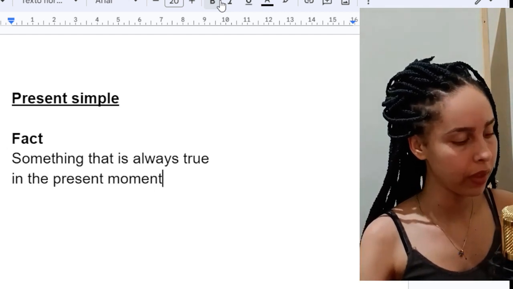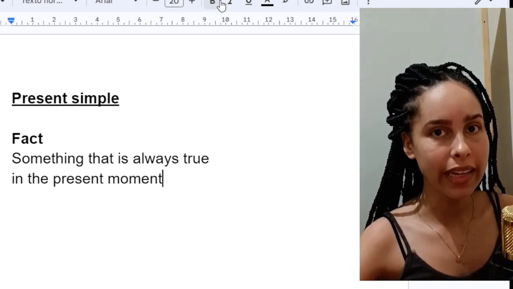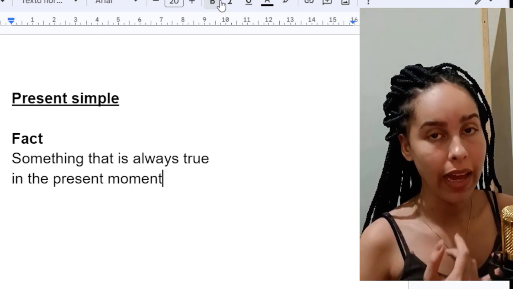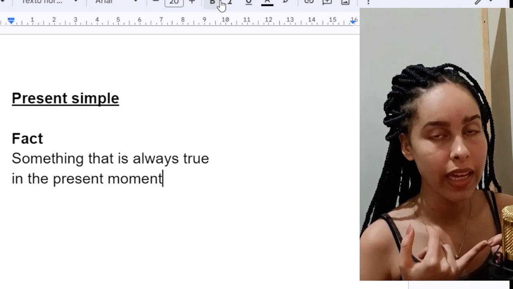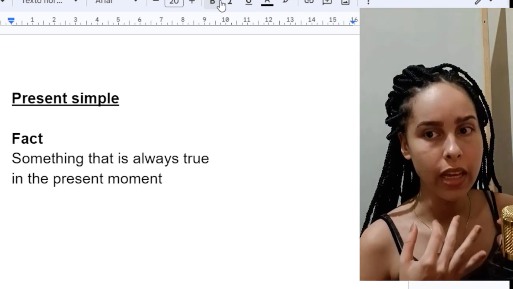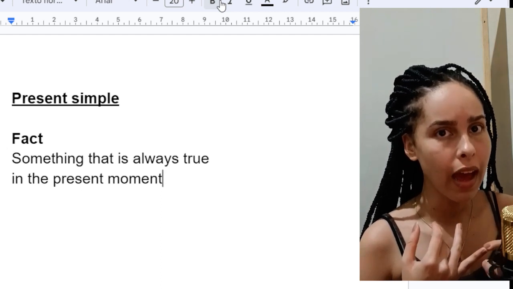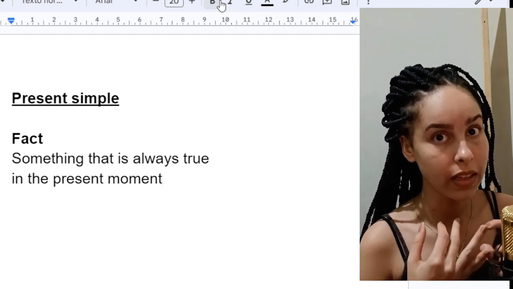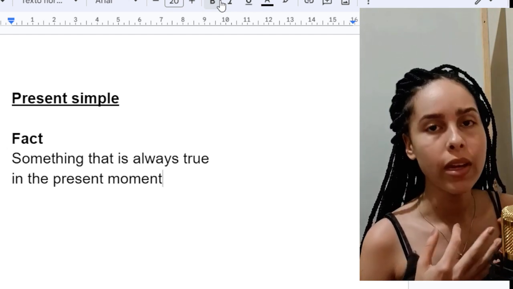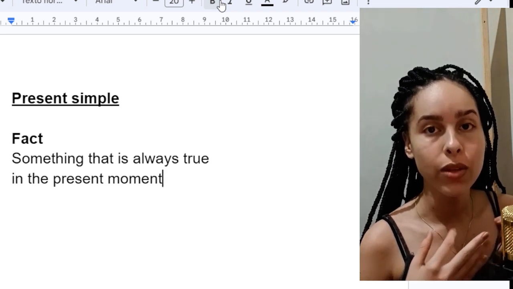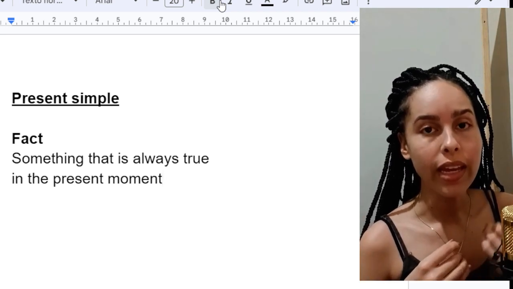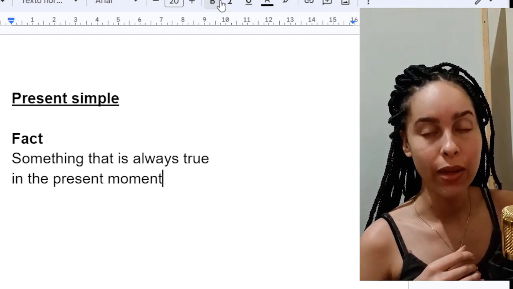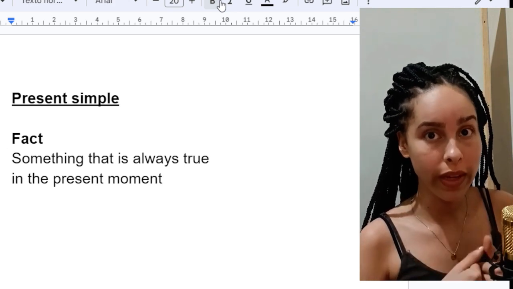For example, if I want to say that I live in London, this is a fact because I live in London in the present moment, and it's something that's always true because if you ask me this morning, I live in London. If you ask me tonight, I still live in London. And if you ask me tomorrow, I still live in London. So it's a fact, it's always true. Even if I move to another place later, now it's always true.